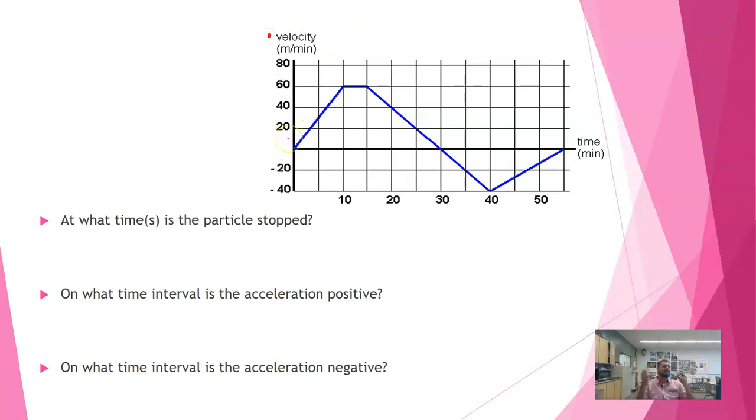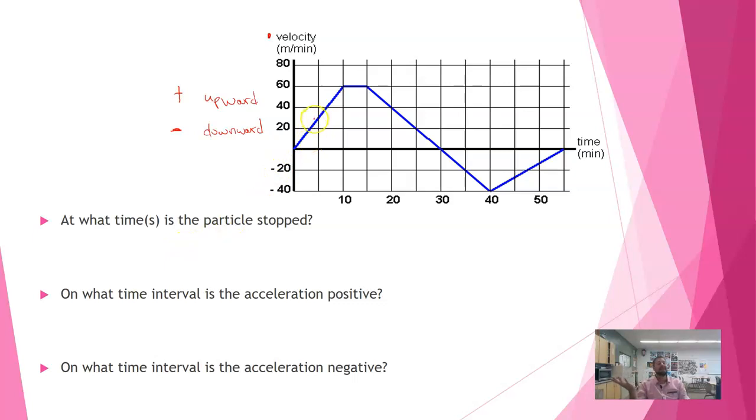What we have to remember in general is any time a velocity is positive, then we're moving in a positive direction, or upwards or to the right. If our velocity is negative, then we are moving in a downward direction. Or if we're talking about moving left and right, then we're moving to the left. And if my velocity is 0, then we're not moving in either direction. So this first question, at what time is the particle stopped?